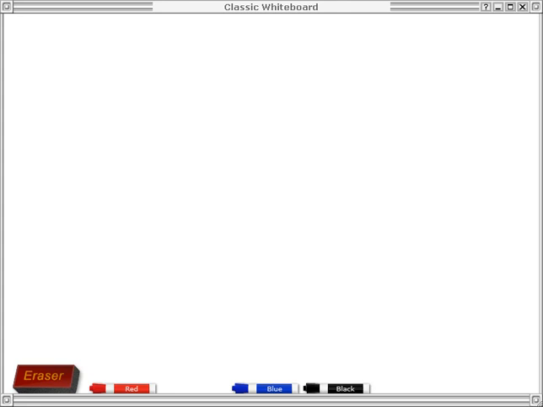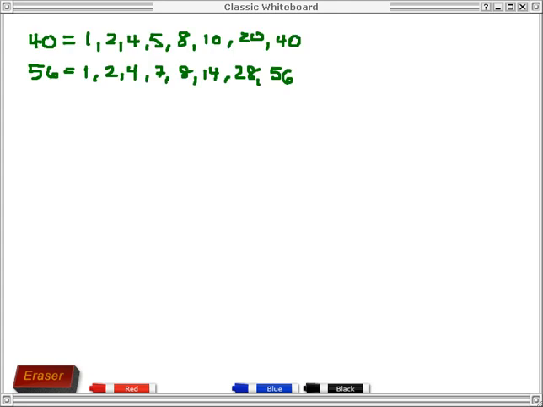So we'll take the example first of 40 and 56. And when we did that before, we found these two lists of factors. And what I want to do now is to see which factors these two lists have in common. So we're looking for factors that appear in both lists. Well, 1 appears in both lists. 1 will be always in every list.